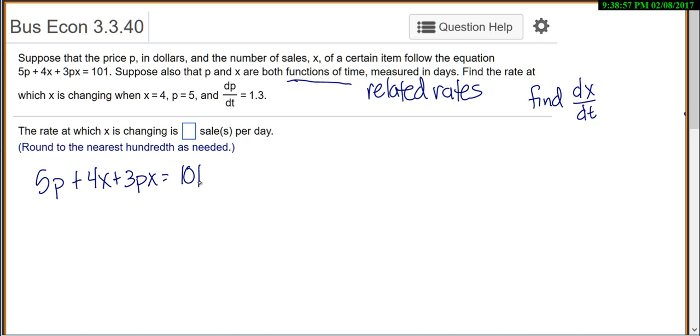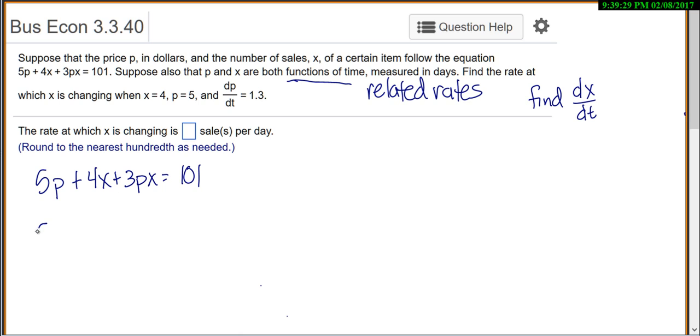Anytime we're looking for a rate of change, that means find the derivative. But P and X are both related to T, so when I find these derivatives, I have to make sure I'm using implicit differentiation. If I take the derivative of P, I have to multiply by dp dt, and if I take the derivative of X, I'll need to multiply by dx dt. So let's go through. You do the derivative exactly as normal, except we're going to tack on those dp dt or dx dt.